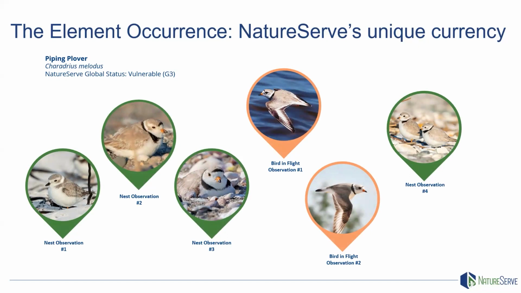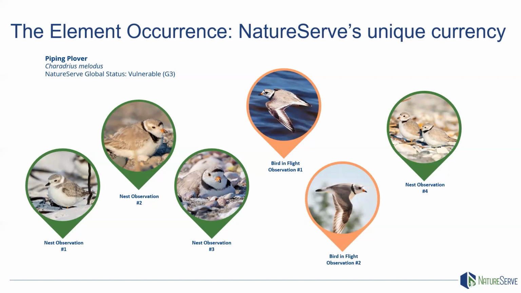The 4 nest sites outlined in green are areas on the landscape that can be mapped and are critical to the persistence of this species. The 2 sightings of piping plovers flying overhead, outlined in orange, can also be valuable for other types of assessments, but are not areas on the land and or water that contribute to the persistence of the species, which is the definition of an EO. So they would not be mapped as EOs.